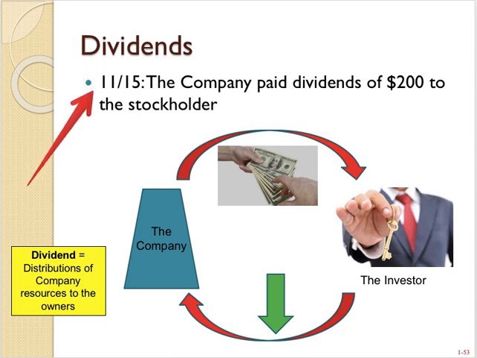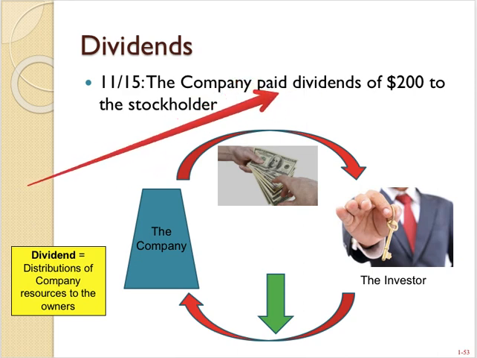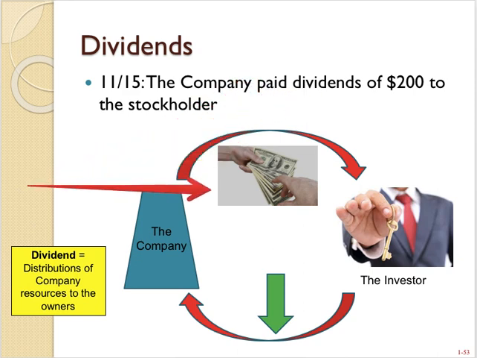Okay, so in this example here, November 15th, it says the company paid dividends of $200 to the stockholder. So that term stockholder, again, is another word for investor or owner or shareholder. And it comes from this word stock. I think I showed you in the previous lecture, there was a stock certificate, and that stock represents ownership. So if you hold the stock certificate, it means that you are an owner. It says we paid dividends. So again, paid means in cash unless otherwise stated. So we give cash to the owners.